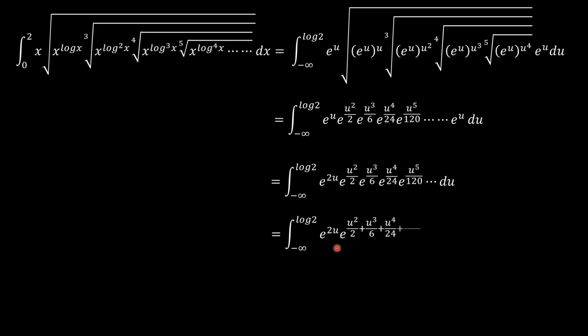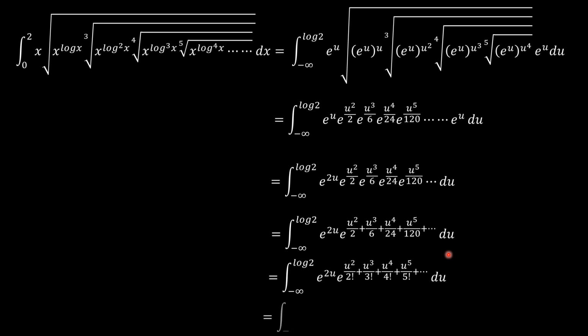And if these bases are the same, we can use the properties of indices where we just add the powers. So e to the power 2u remains that way, and then e to the power u squared over 2 plus u to the power 3 over 6 plus u to the power 4 over 24, and so on. Now, as you can see, 2 is the same as 2 factorial, 6 is the same as 3 factorial, 24 is the same as 4 factorial, 120 is the same as 5 factorial. So we can express now the entire expression as e to the power u times e to the power summation from k equals 0 to infinity of u to the power k over k factorial.